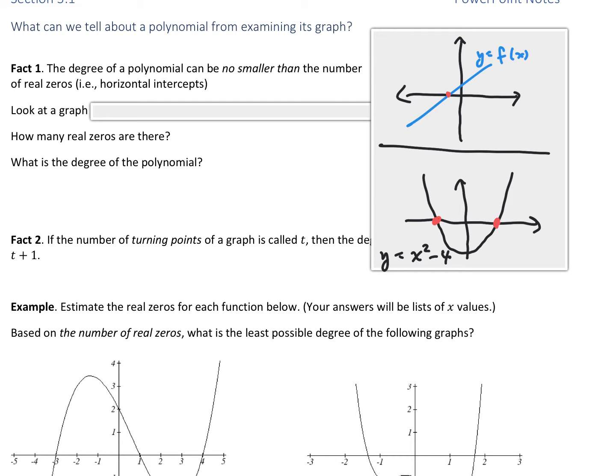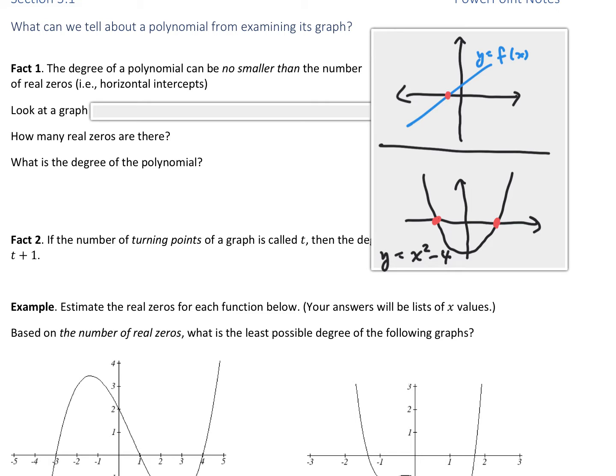And so notice that this graph has two horizontal intercepts, meaning this function has two zeros, and the degree is 2. So it seems like there's a connection between the number of actual zeros or x-intercepts and the degree of the graph. And that is true, at least to an extent. It is definitely true that you can't have more horizontal intercepts than your degree, but that's about all you could say. So if we can count the number of zeros, count the number of horizontal intercepts, we know the degree is at least that many.